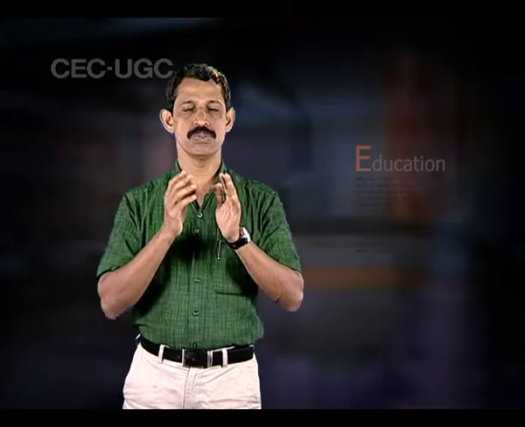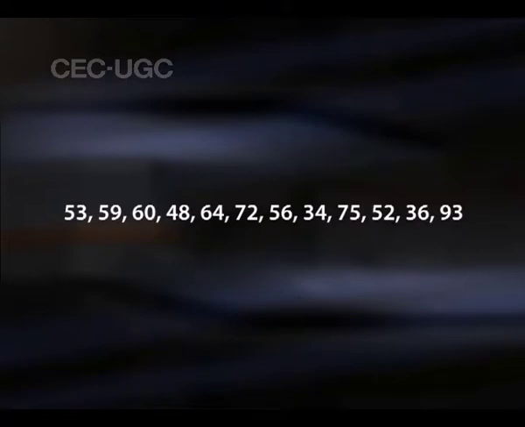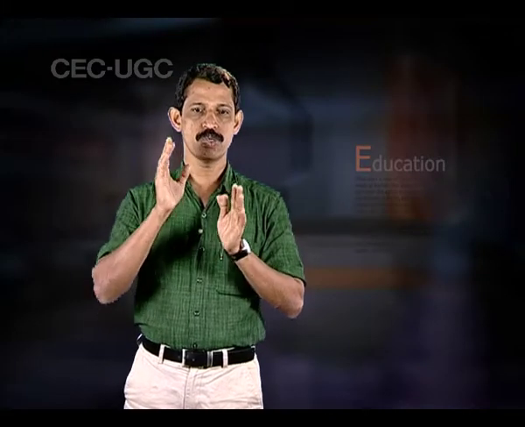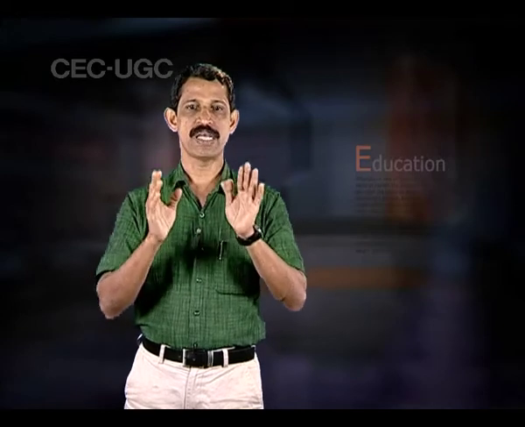Through example 2, let us find the range in the set of scores below: 53, 59, 60, 48, 64, 72, 56, 34, 75, 52, 36 and 93. Note that you do not need to arrange the scores in any order of magnitude before finding the range.